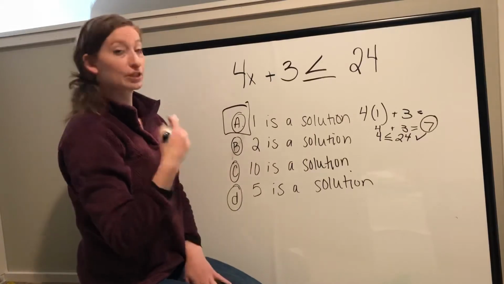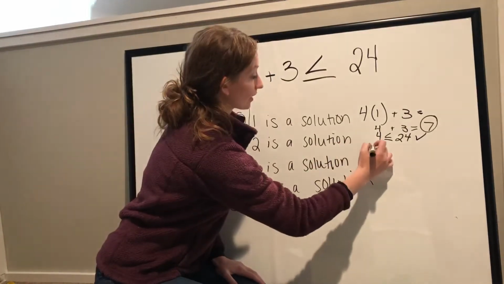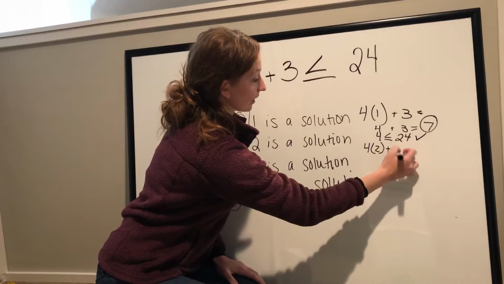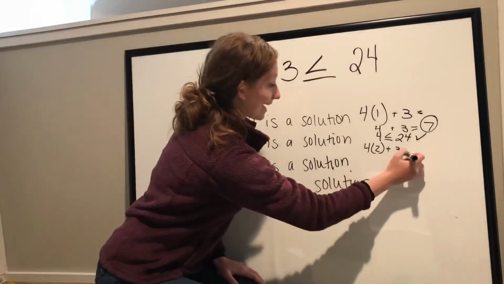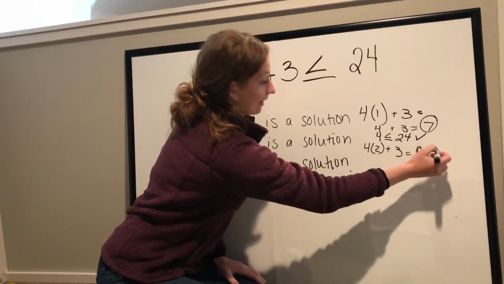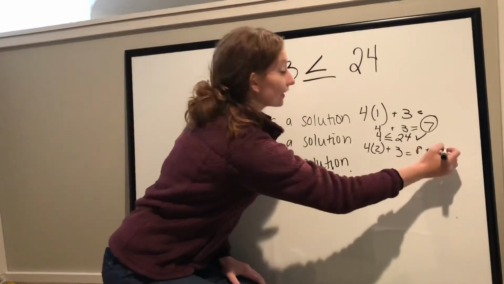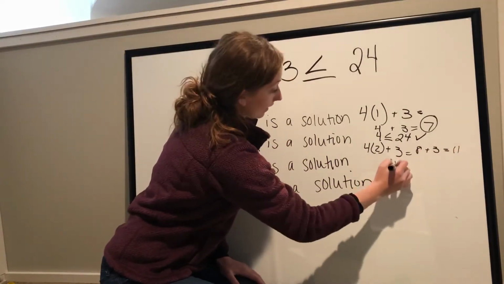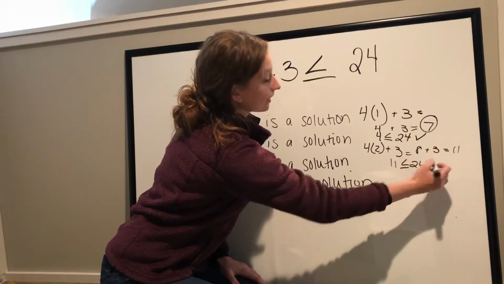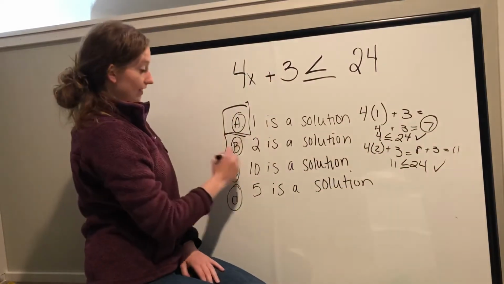Next one, 2. I'm going to do the same thing. 4 times 2 plus 3. 4 times 2 is 8. 8 plus 3 is 11. Is 11 less than or equal to 24? Yes, it is. So that is an answer as well.